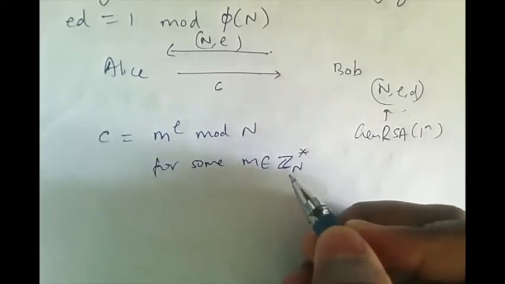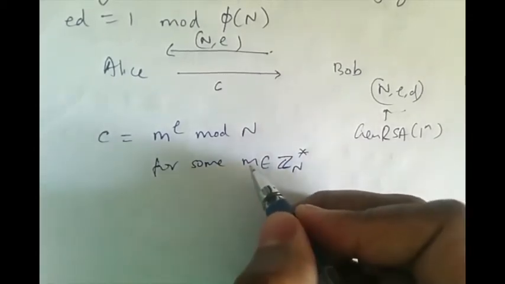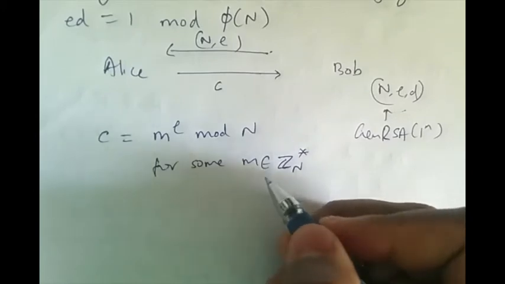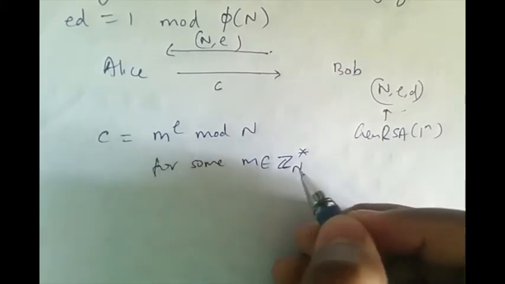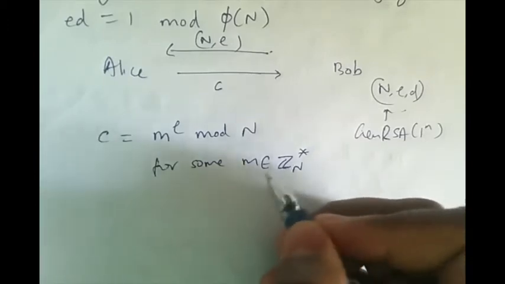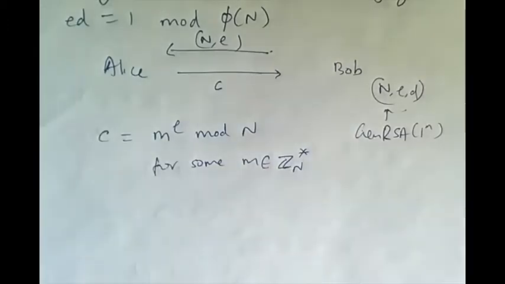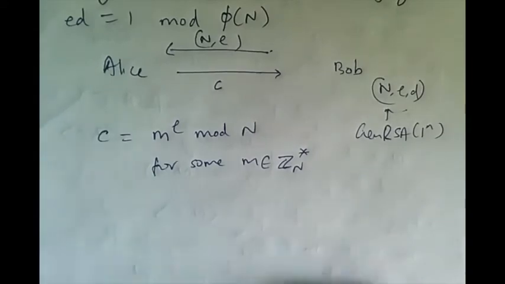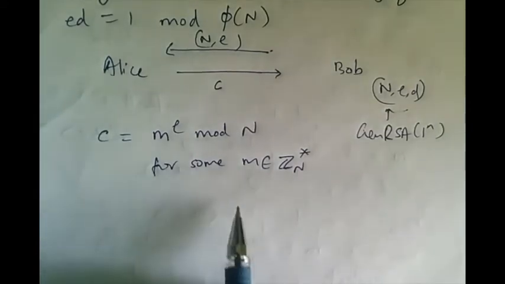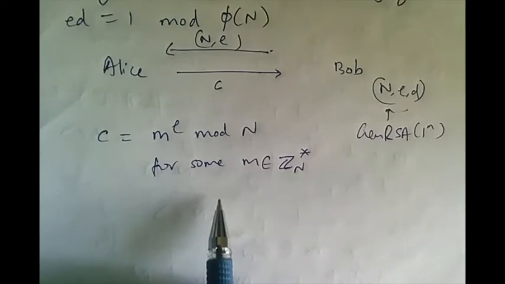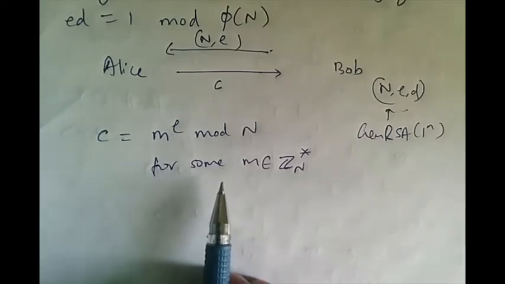And as I said before, the message which Alice wants to send may be some arbitrary bit string, but here m has to be an element in Zn star, so that mapping has to be done by Alice. Let's say that is not a hard problem, so we'll not go into the details of how the mapping of arbitrary bit strings to elements in Zn star is done. Let's say that is given to us, some encoding method.